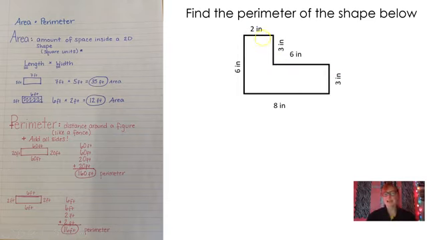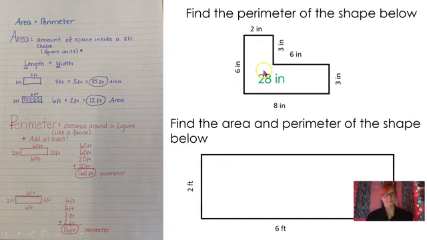All right, after we added all of our sides, we should have gotten 28 inches. 6 plus 8 is 14, plus 3 is 17, plus 6 is 23, plus 3 is 26, and we add that 2, which would make it 28 inches.